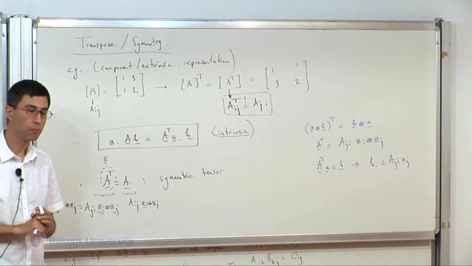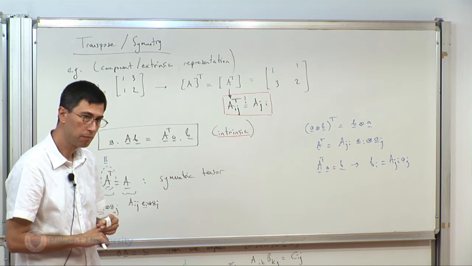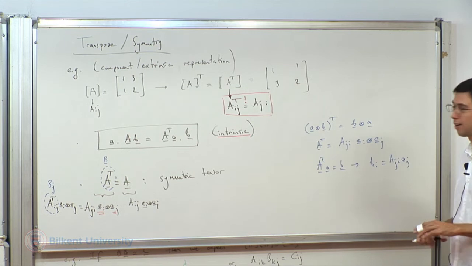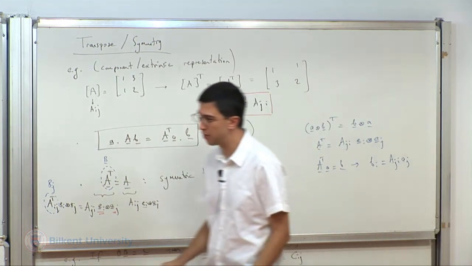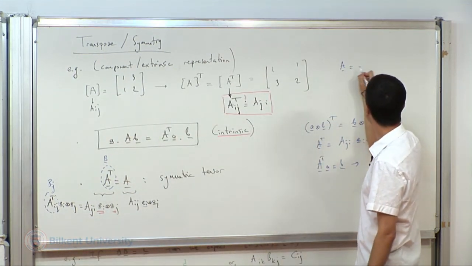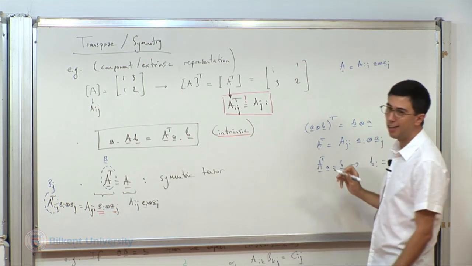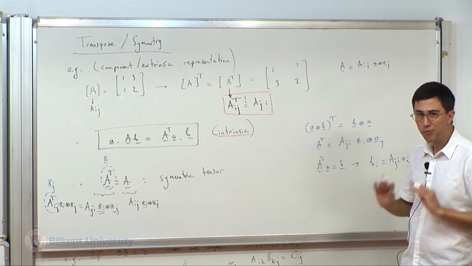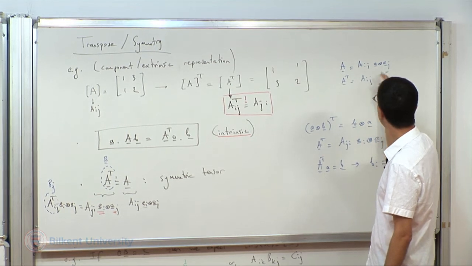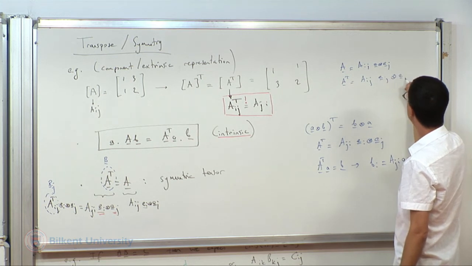Yeah? When we take the transpose of a tensor, why do you write still e_i dyad e_j? Good. Actually, that's exactly the point. In general, that's an excellent question. So in general, if A is A_ij e_i dyad e_j, the error-free approach would be to write A transpose as A_ij e_j dyad e_i. This is your question, right?